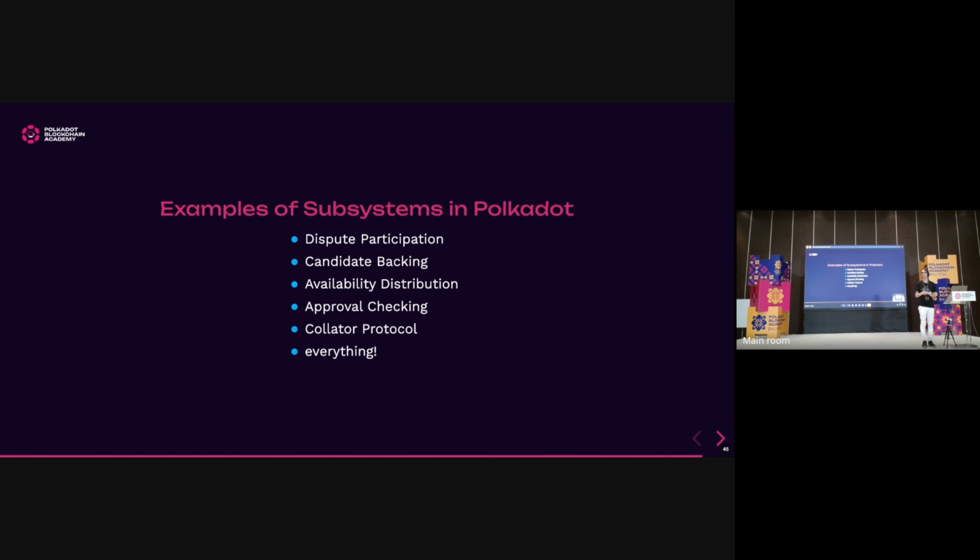Follow up. Yeah, the answer is related to the nominators, right? But what about when this escalates to the rest of the validators on the relay chain? Yep.